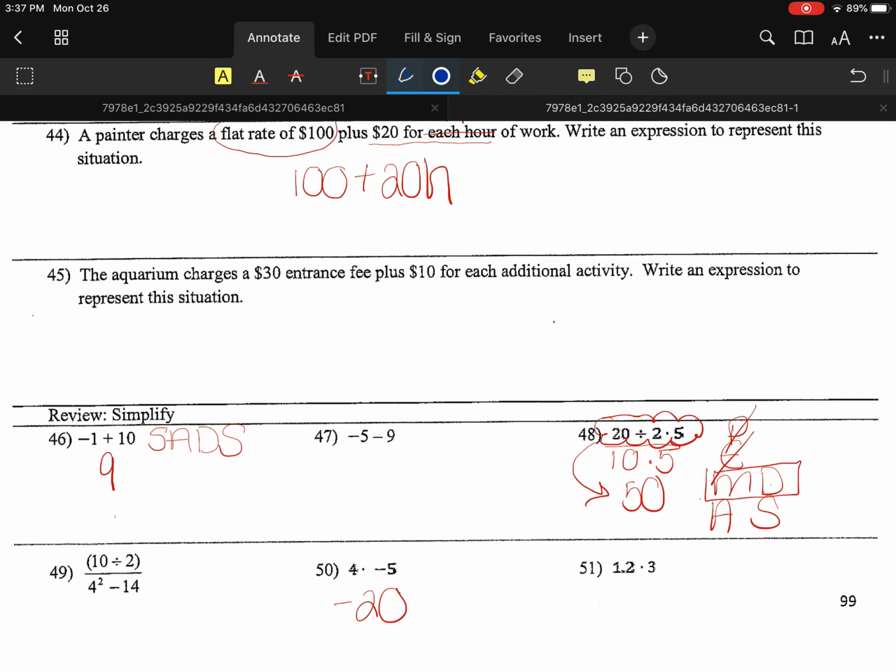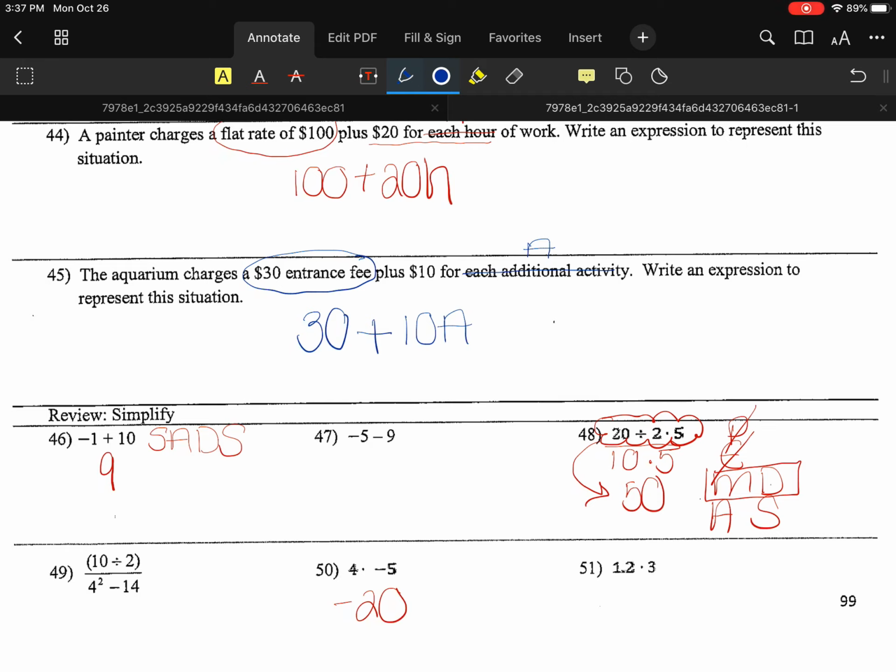So we are not going to the aquarium for her birthday, but this aquarium is $30 to get in, an entrance fee, so that's your constant, plus $10 for each activity, and I don't know how many activities we're going to do, so I'm going to use the letter A, and then $10 for each activity would be 10 times A. So 30 to get in plus $10 for each activity is 30 plus 10A. You can also have 10A plus 30.